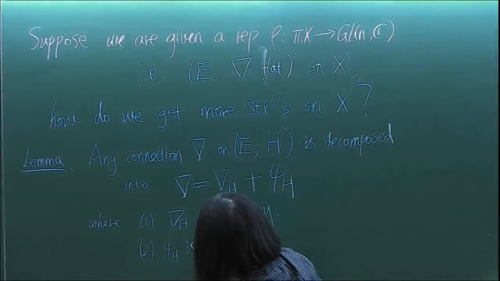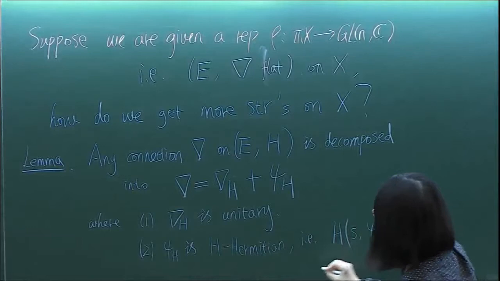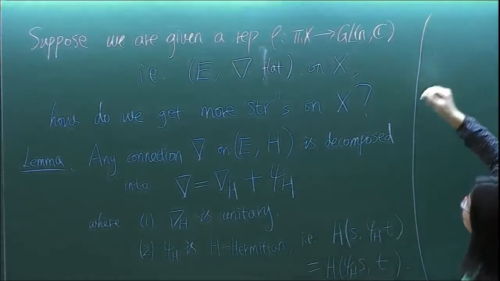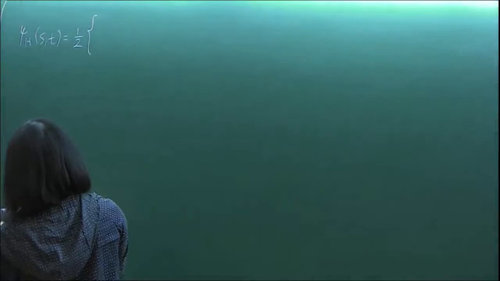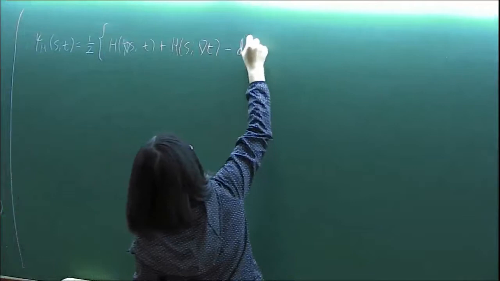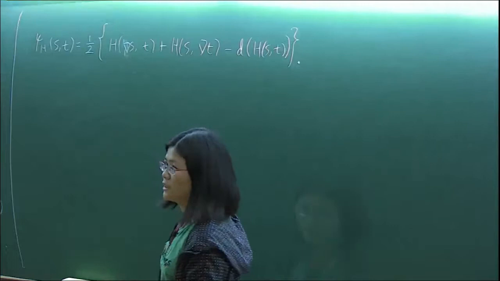Let's say psi H is Hermitian. That means if we have H of S, psi H T is equal to H of psi H S, T. So this is a unique decomposition because we can really write psi H of S, T as one half of H of DS, T, H of S, Laplace T minus D of H of S, T. So you can see if my original Laplace is unitary, there is no psi H.